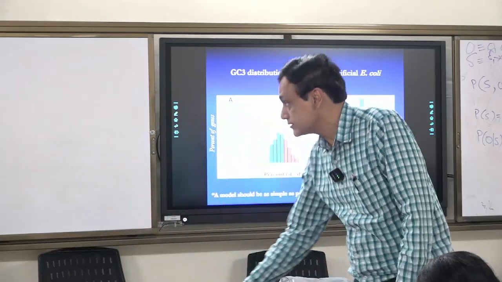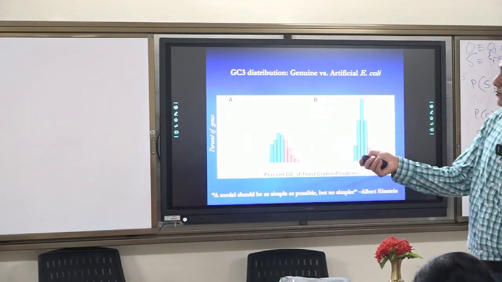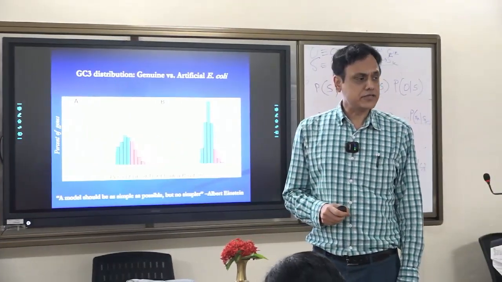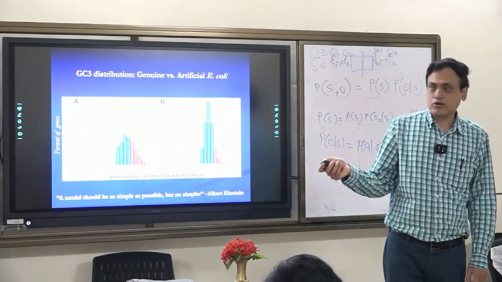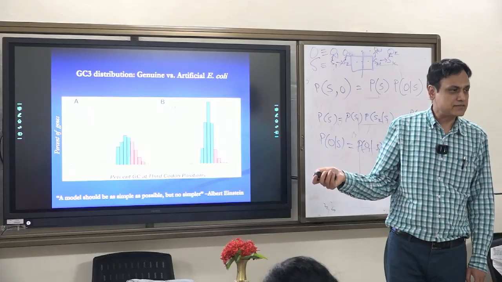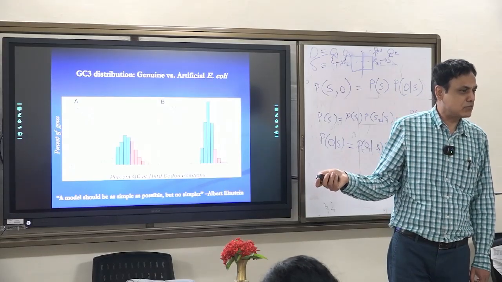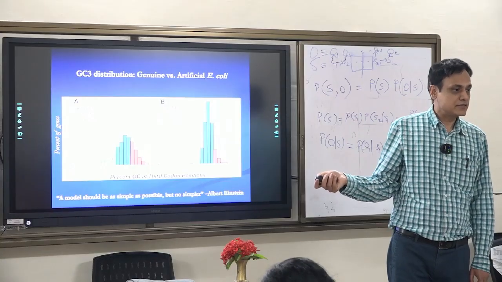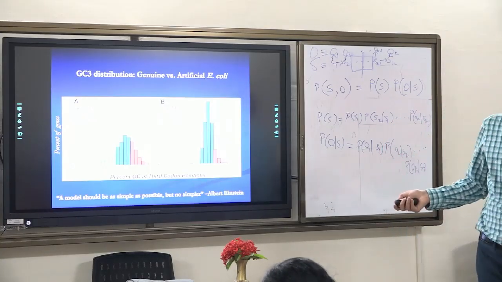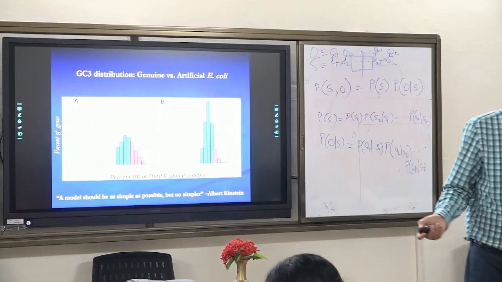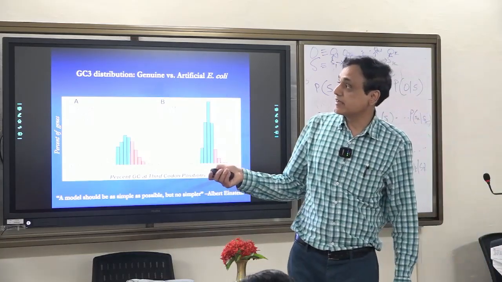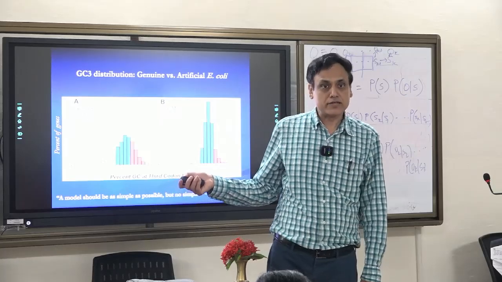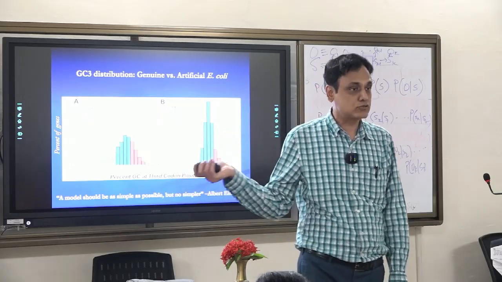Okay, so that is reflected here when you generated artificial E. coli. So how to address this problem? Because when you generate it, it doesn't look like a real E. coli. You want to generate a sequence that mimics real, right? Sigma is standard deviation, variability. So variability is less for artificial E. coli compared to the genuine E. coli. So in order to address this problem, what would you want to do?